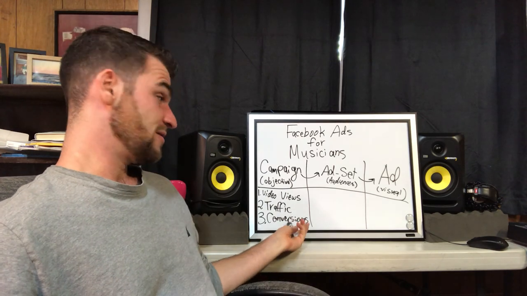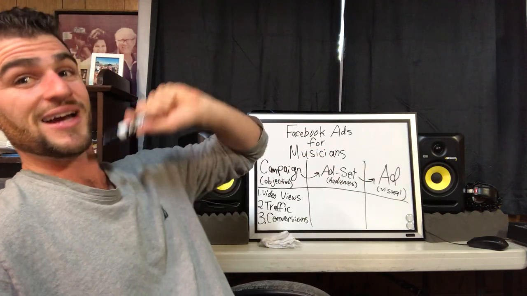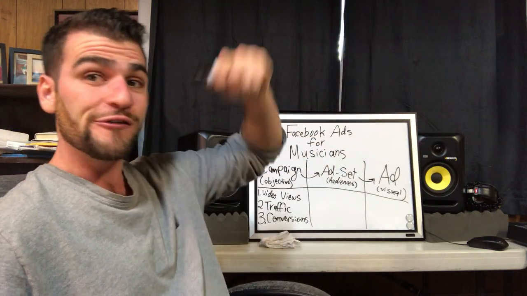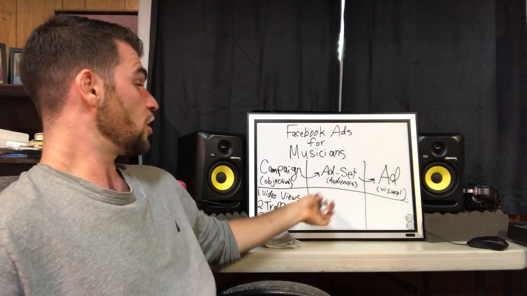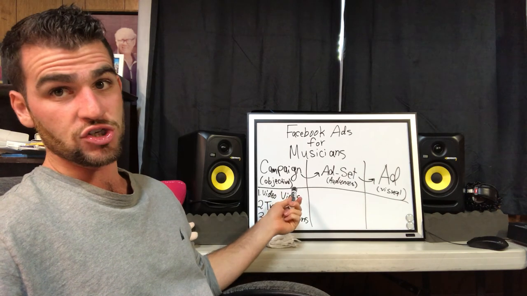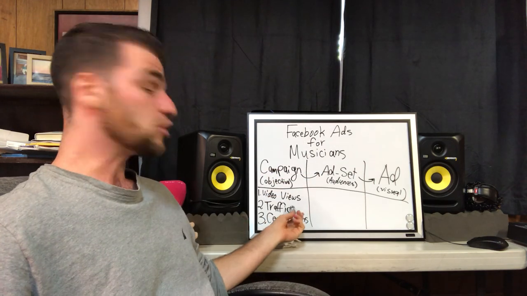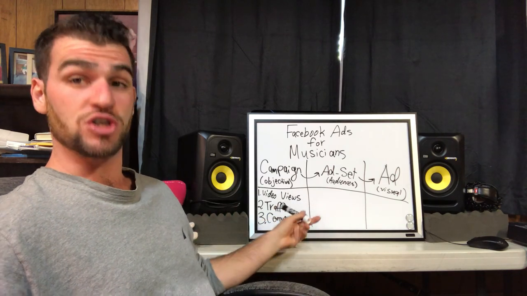Conversions is Facebook, show this to people who are not only going to click the link, but wait for the page to load and take an action on that page. So this is in order of cheapest to most expensive. Video views is cheap. You keep people on Facebook. Traffic is more expensive than video views, but cheaper than conversions.